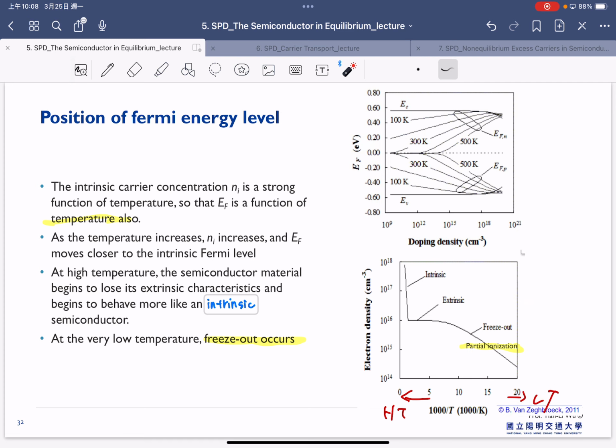And these are the two extreme cases we have to consider. Of course, in our daily life, for consumer electronics, we are always operating in this middle range. That's a typical environment for human beings.